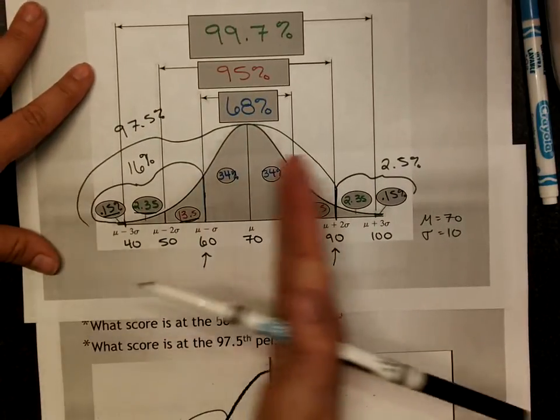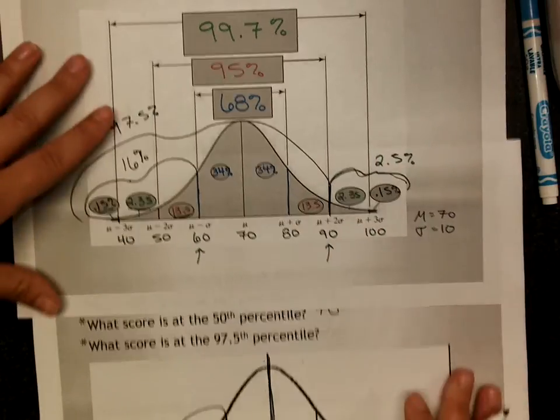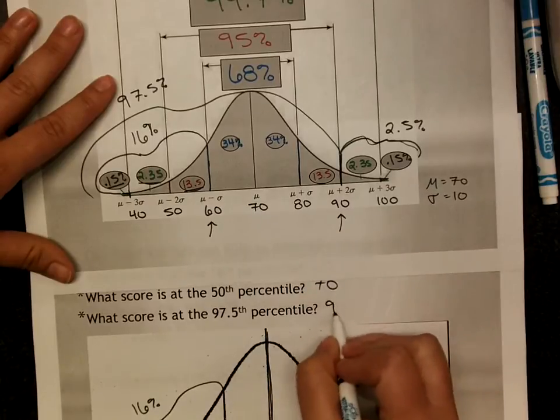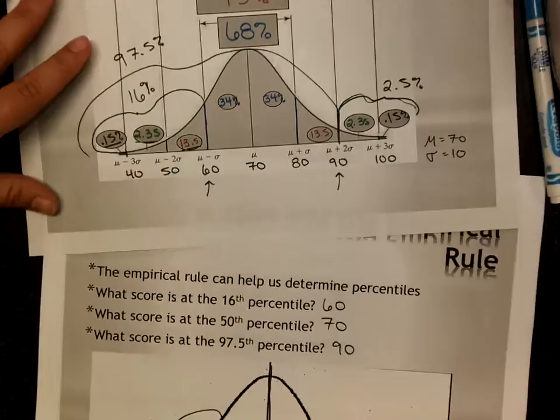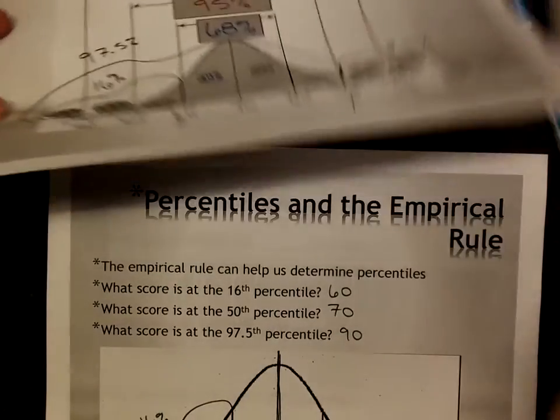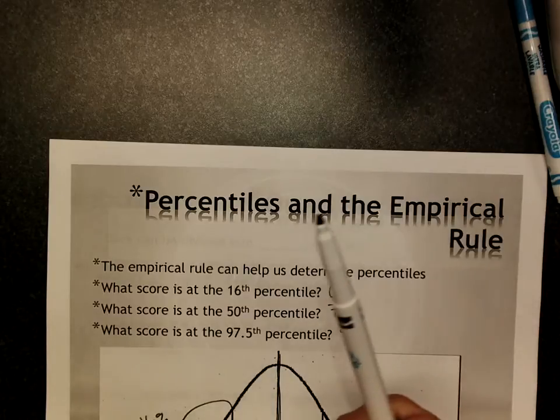So it starts from the bottom and goes up. Sometimes it's easier to look from the top and subtract. So a score of 90 would be at the 97.5th percentile. So empirical rule and percentiles go hand in hand. All right.